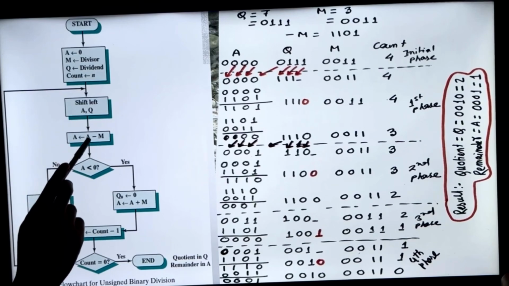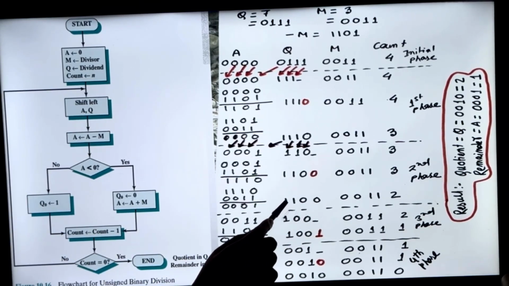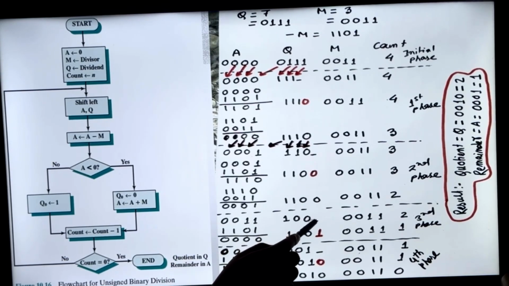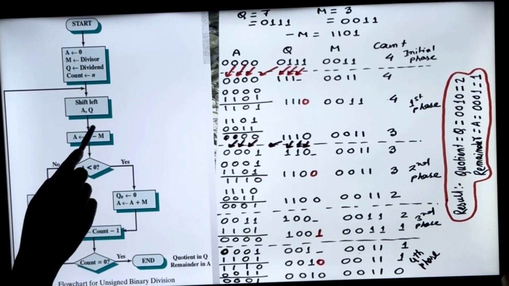If you do so, what will you have? This 0 will be coming here, this 0 is here, this 1 is here, this 1 is here, this 1 is here, this 0 is here, this 0 is here. Fine. Now what is my A? Sorry, this empty space, you keep it as it is. Whatever M you have, keep it as it is. Whatever count you have, put it as it is.